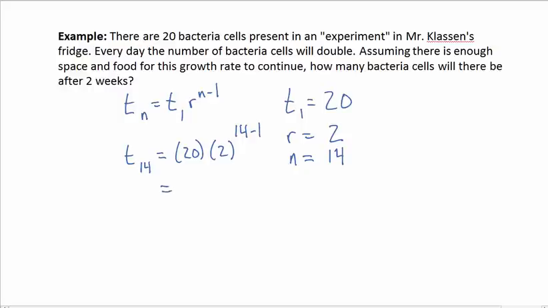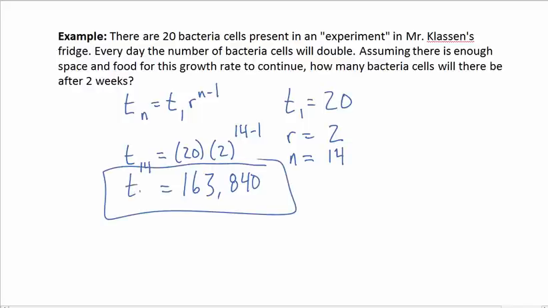20 times 2 to the power of 13. Make sure you type this properly in your calculator. You will get 163,840 cells of this particular bacteria at the end of the 2-week period.